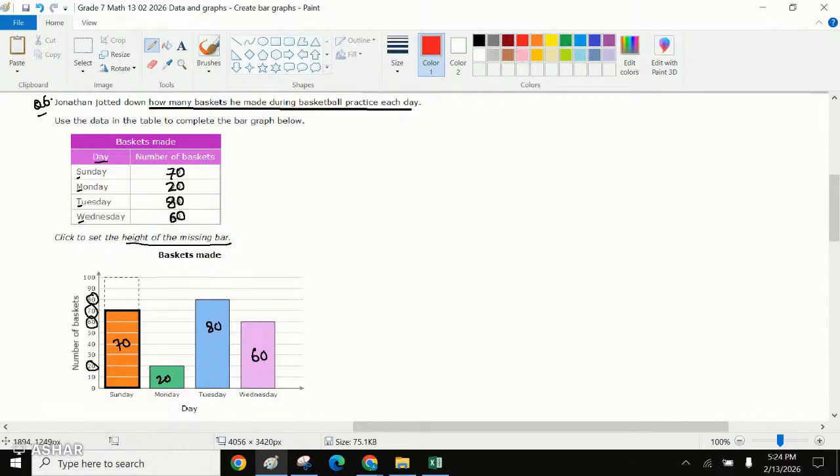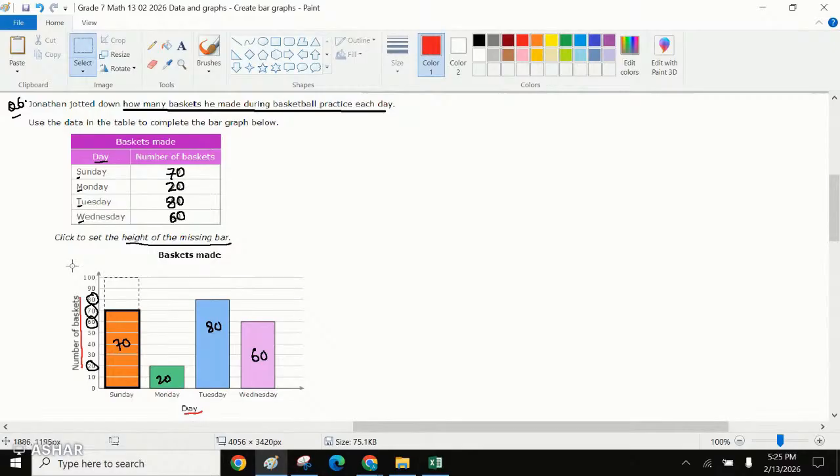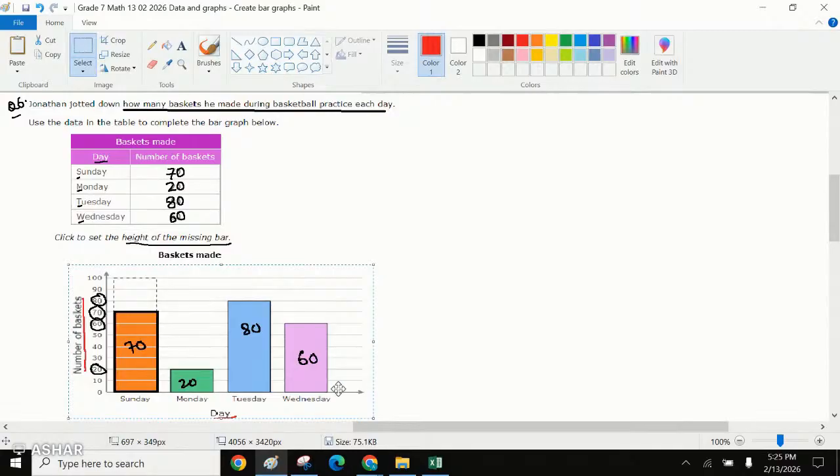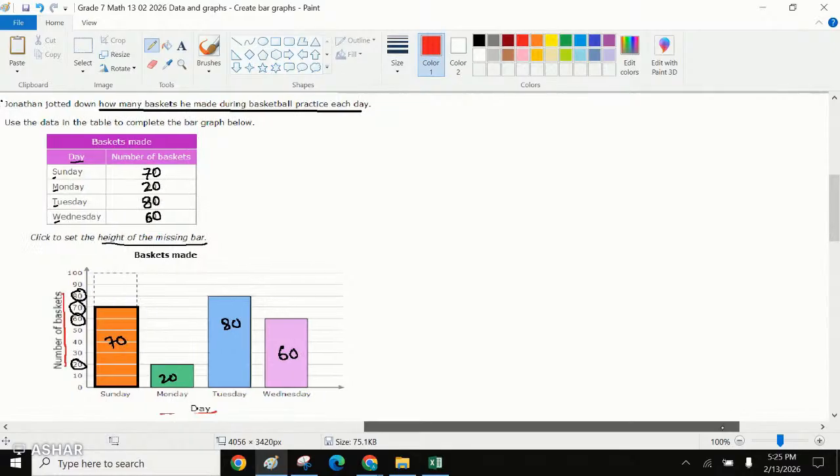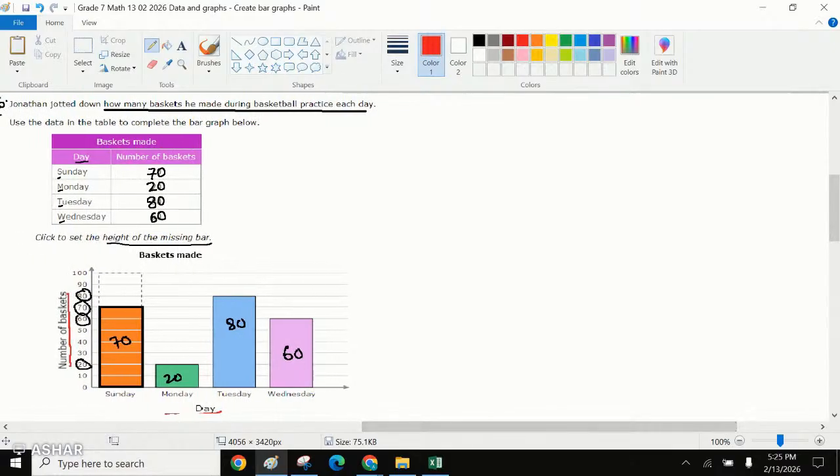We need to remember the vertical will have a labeling and the horizontal will also have a labeling. Agreed? So let's see what we can do in the next question. Okay, moving ahead. Just a moment, please. The next question states that, let me just copy that.